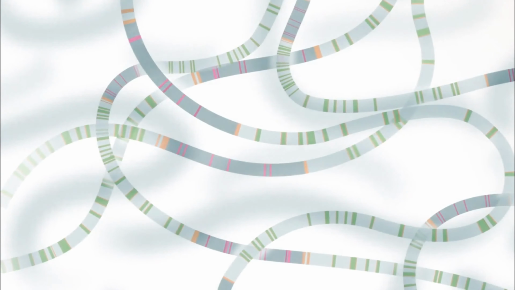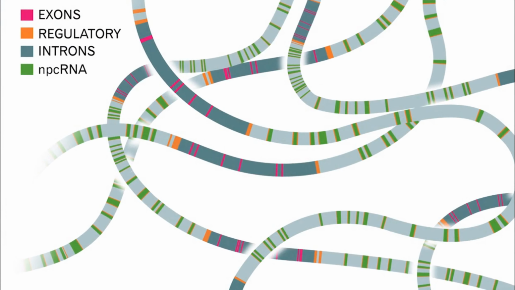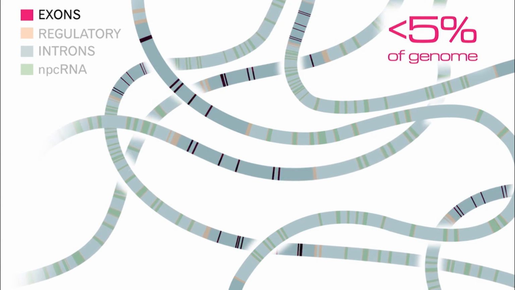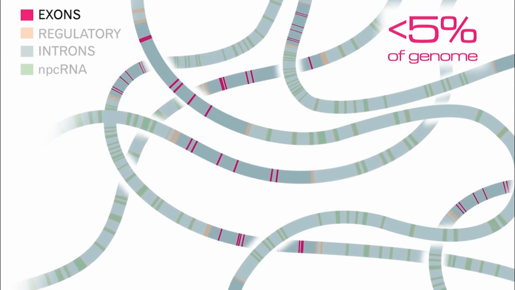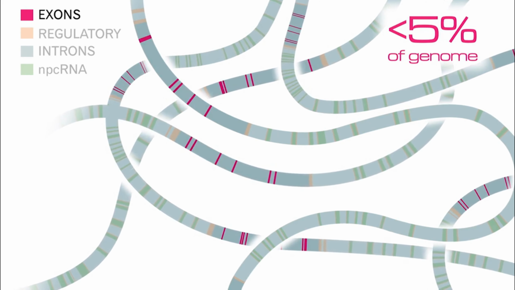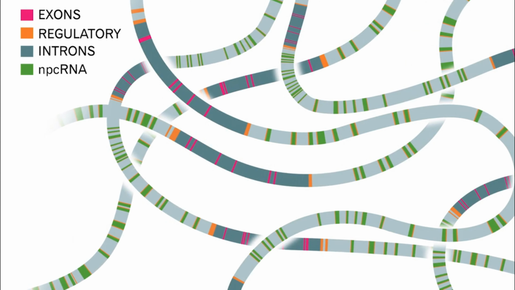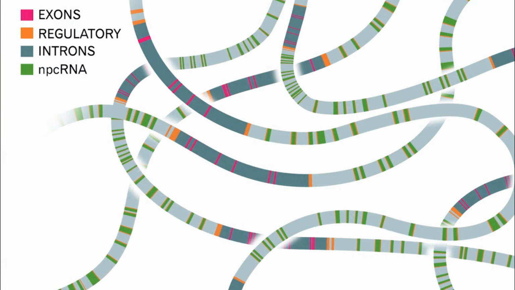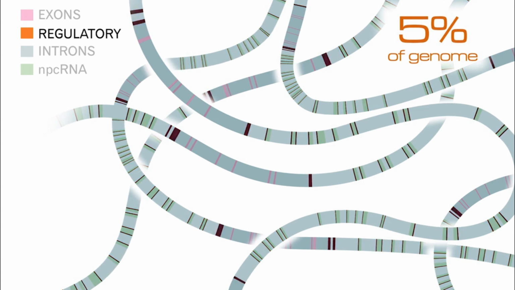As a very general rule, there are three types of information that are encoded in genomes. Probably the one that most people are familiar with are genes that encode proteins. But in the human genome, this represents only 5%, or even a little less of the entire genome.